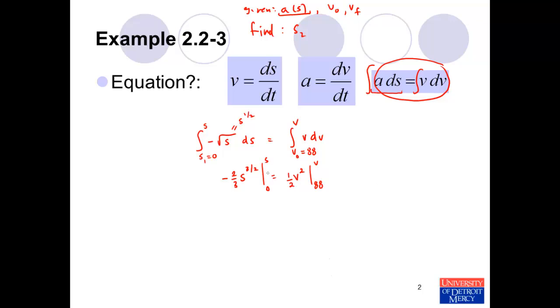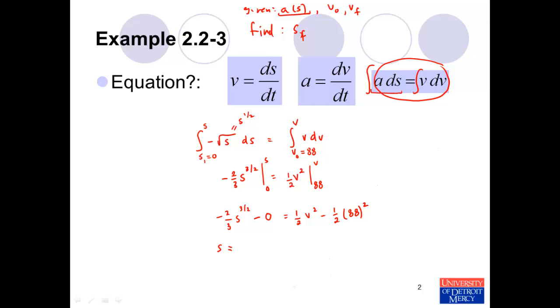We then plug in. So we substitute the upper limit. So we have minus 2/3 s to the 3/2. And then we subtract this evaluated at 0 at the lower limit. Evaluated at 0, that's just equal to 0. On the right-hand side, we substitute the upper limit for v, which is just v. And then we subtract that expression evaluated at the lower limit, 88. Then we solve for s, which is ultimately what we want to find.